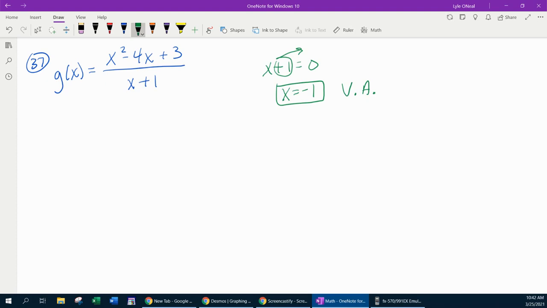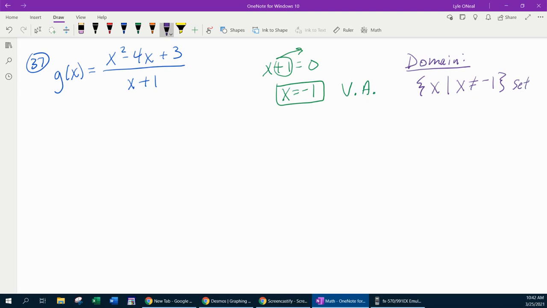X cannot be -1. So then to write the domain in set notation, we would say the domain is the set of all x such that x cannot be -1. Since there is a vertical asymptote at -1, that means the graph cannot exist at -1. But it can exist everywhere else, just not at -1. So there's your domain in set notation.